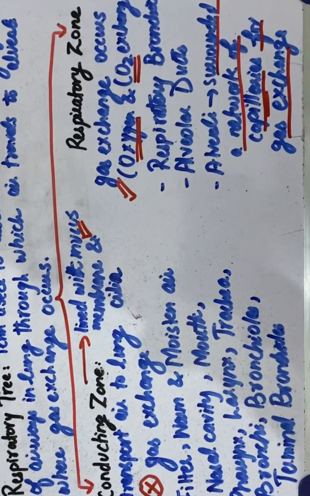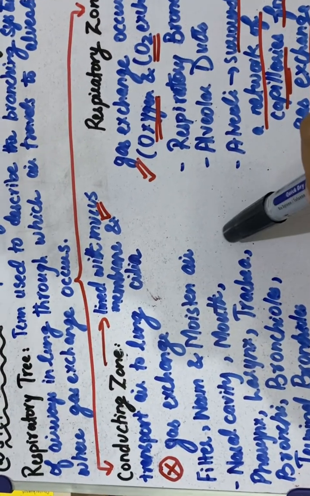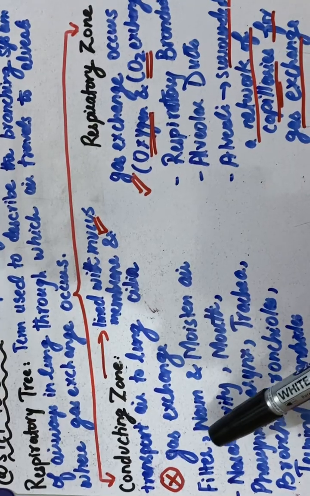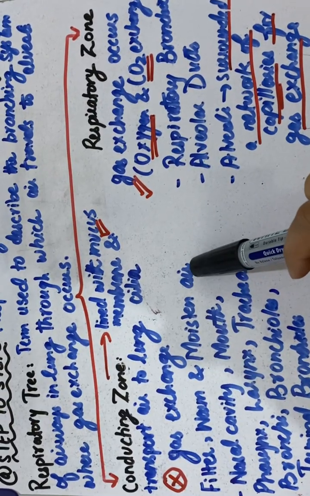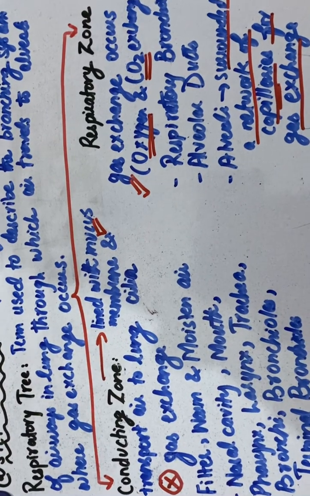So if we talk about the parts, this is very high yield. That is, what are the three functions of the conducting zone? This is filters, warms and moistens air. Okay, and it humidifies the air. So this is something which comes in MCQs.